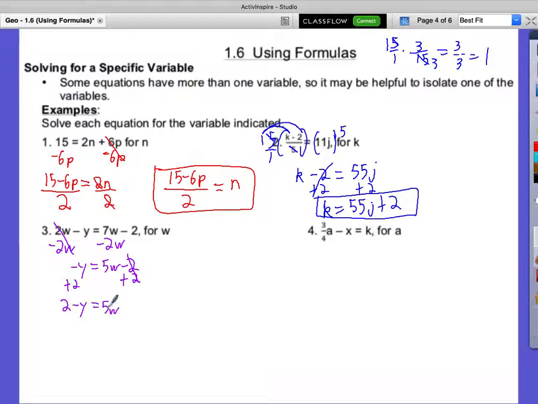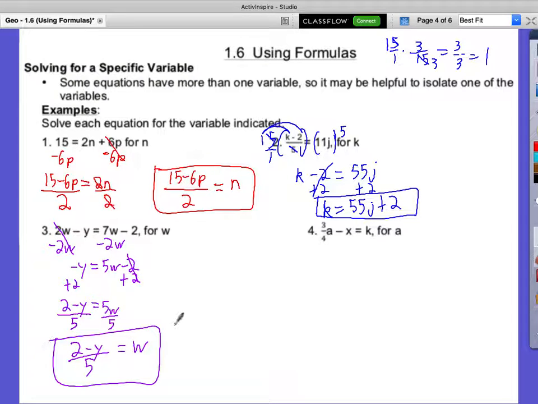Now how do we undo this 5 times w? Divided by 5, very good. So we divide the whole left side by 5 as well. Now, do we know what 2 minus y divided by 5 is on top of our head? No. That would be weird if we did. 2 minus y over 5, we just rewrite it how it says it, is equal to what now? W equals.